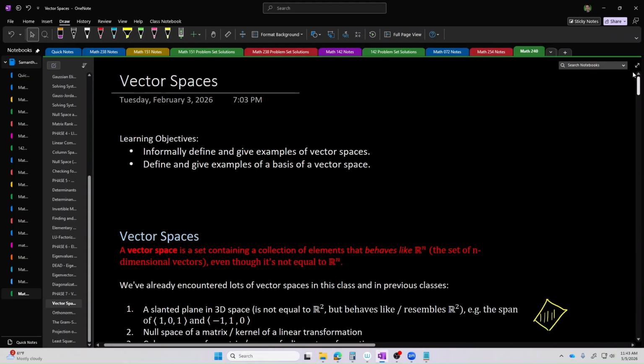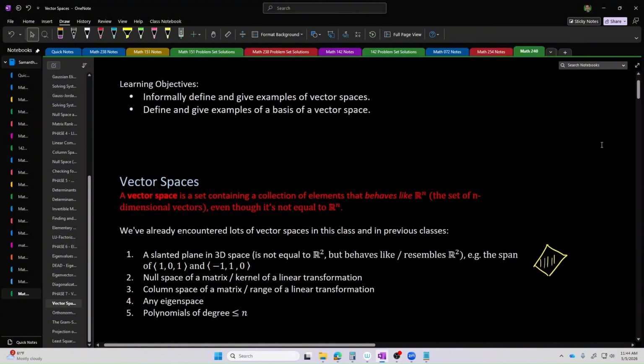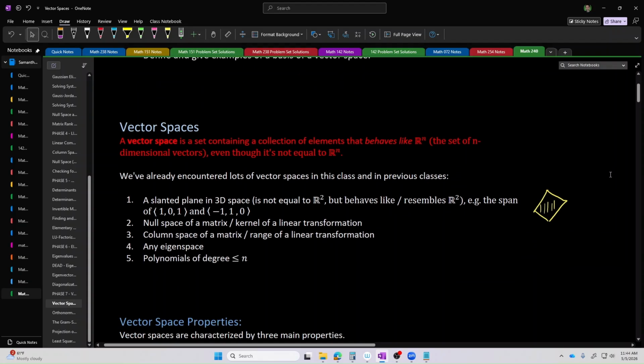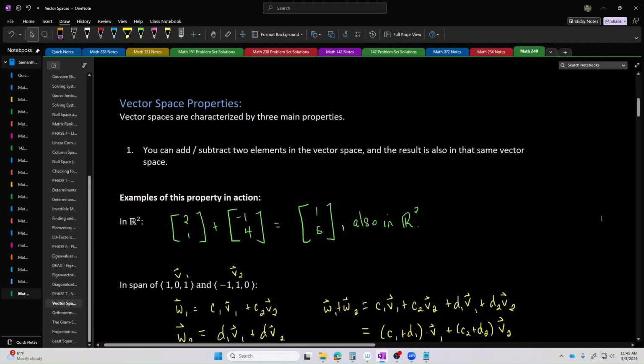That concludes today's material. In today's lesson, we learned about the definition of a vector space, and we learned about the definition of a basis. And these two definitions are basically meant to capture a pattern of behavior that we've seen in many instances throughout the class up to this point. A vector space is a set that looks like or behaves like R2 or R3 or R4 or something of that nature. A set that behaves like the set of n-dimensional vectors, even though it's not strictly speaking equal to that set. Vector spaces are characterized by three main properties.